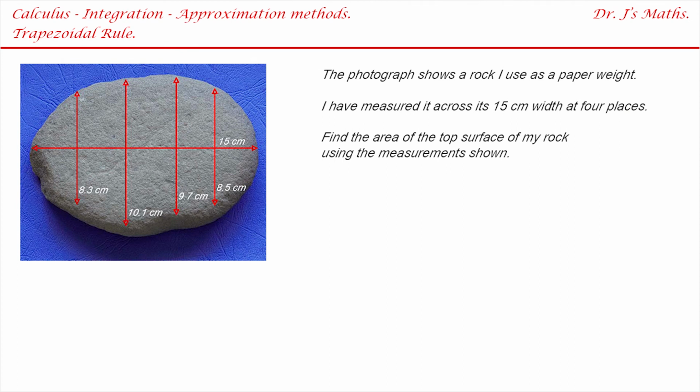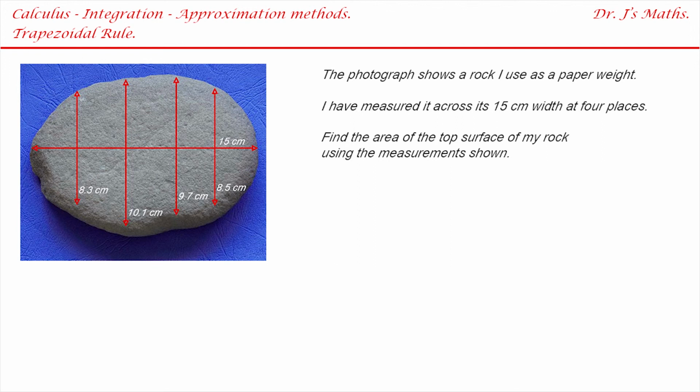So our final example is for a real life object, and this is my rock, which I use as a paperweight, and I've measured it across the width. I wanted to find its area, so I started from 0 and then with 15 centimetres wide, and then I made measurements on a regular basis, and that was every 3 centimetres. I've really got 5 sub-intervals there, and so I divided 15 by the 5, and I found it was 3 centimetres. So every 3 centimetres I was able to make some measurements.